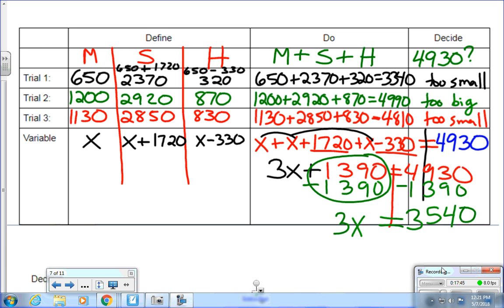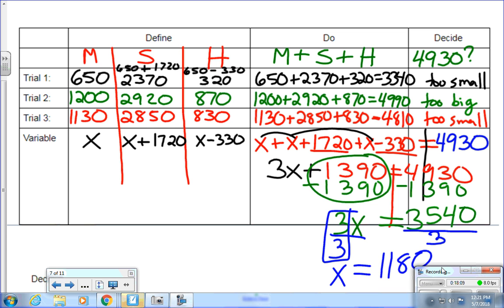Natalie. Exactly, so I'm going to divide both sides by 3. And Natalie, what am I going to get? X is going to equal 1,180. Okay, so we're not done yet though. That just tells me how much water is in Lake Michigan. So 1,180 is how much water is in Lake Michigan.